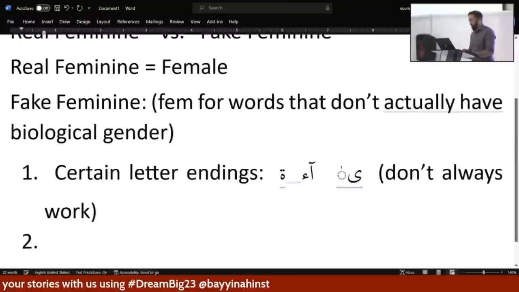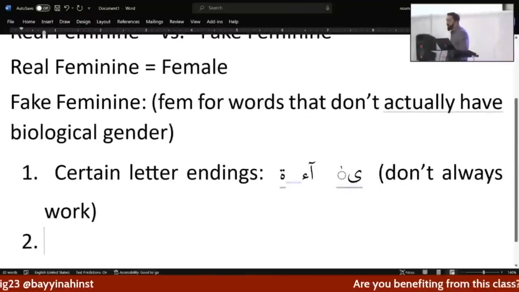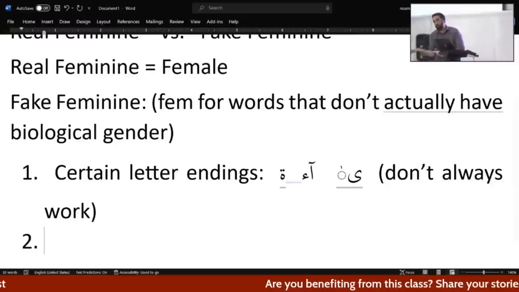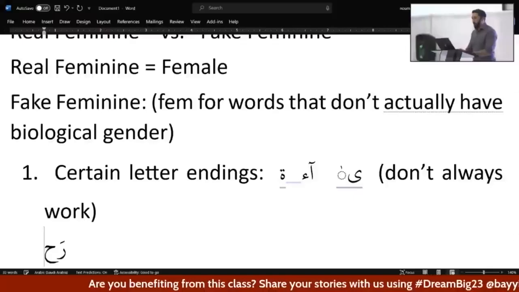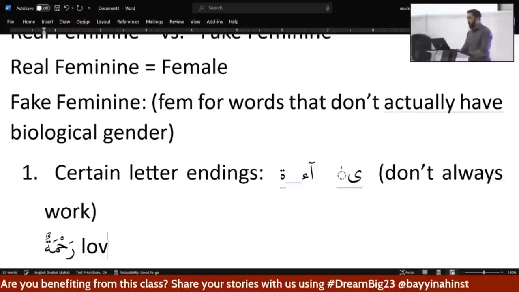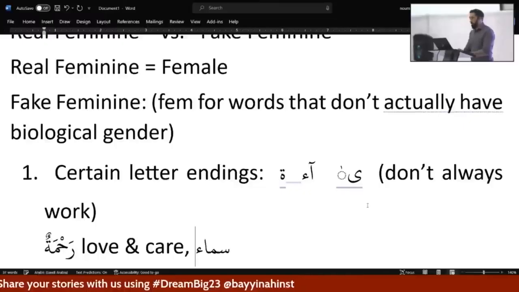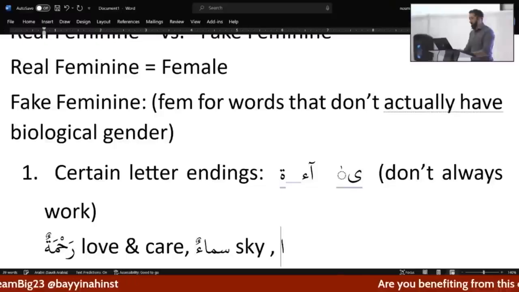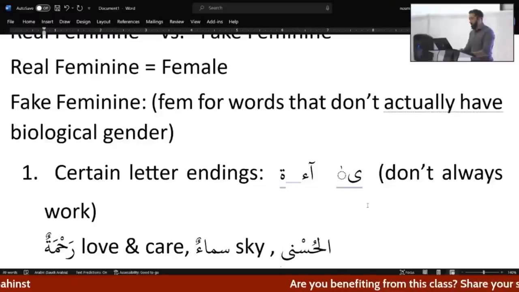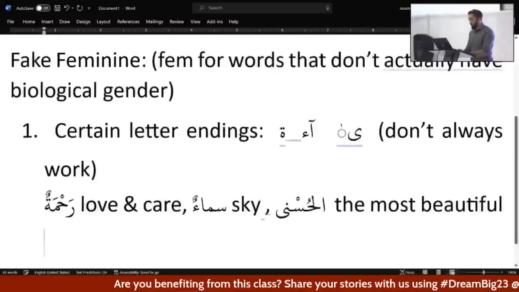But they can work. So it's possible that you see one of these endings at the end of a word and the Arab says, this word is feminine. Like sama'un. I'll give you an example of each. So if you say rahmatun, which means love and care, or if you say sama'un, which means sky, and if I say al-husna, which is the most beautiful, right?